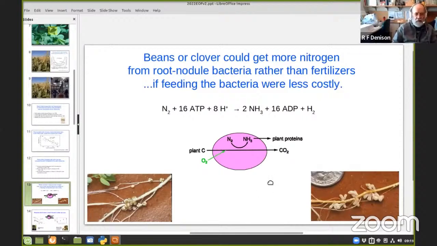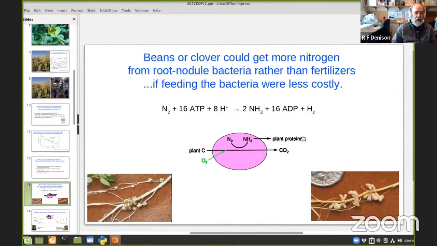Well, this is what should be happening. What we should be achieving is that the bacteria respire less of the carbon, making it less costly for the plant. Then the bacteria get energy, ATP, and so on, which they use to convert nitrogen gas into ammonia, which they give mostly to the plant for the plant to make the proteins that we eat.